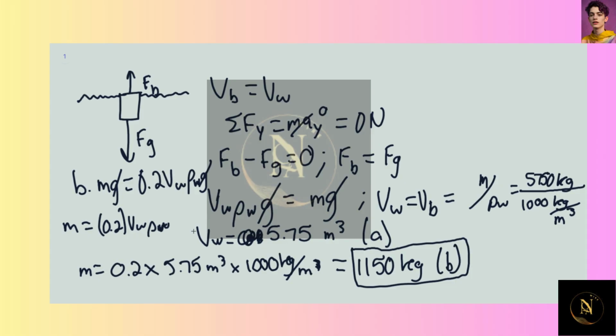And then this is the volume of water that is displaced, given that the boat is barely floating and the water is just at the surface level of the boat.